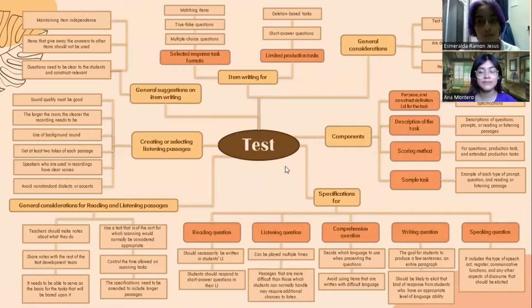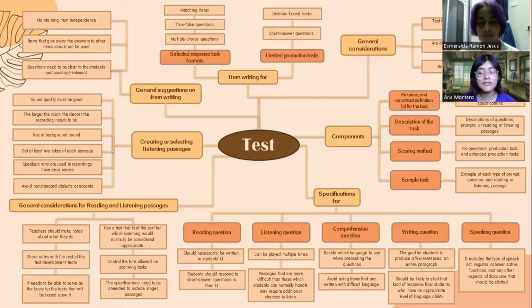We have the purpose and constructs definition for the task. They are taken from the overall test specifications. The description of the task is the description of the questions, prompts, and the passages. The scoring method is how the questions or the production or extended production tasks are going to be evaluated. And the sample task is the example of each type of prompt, questions or passages.